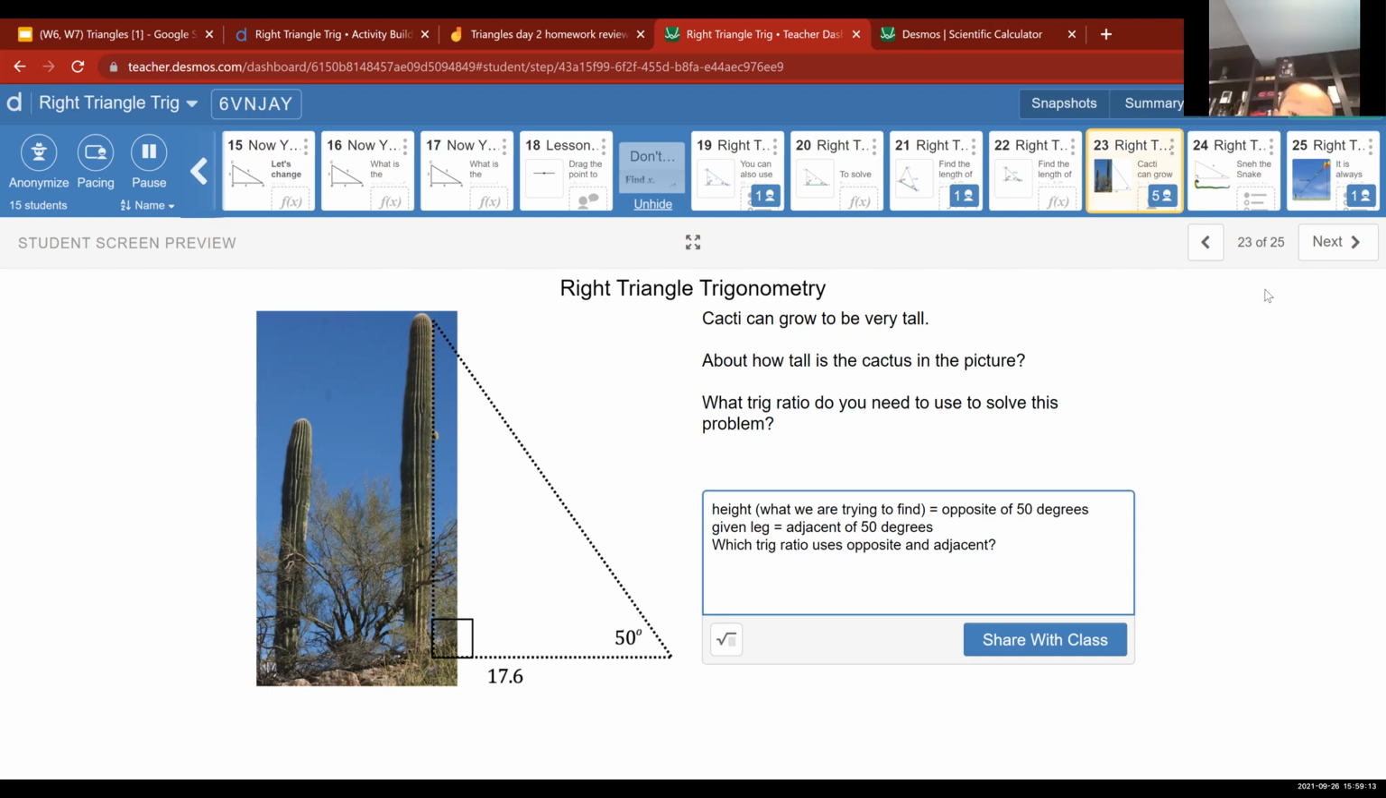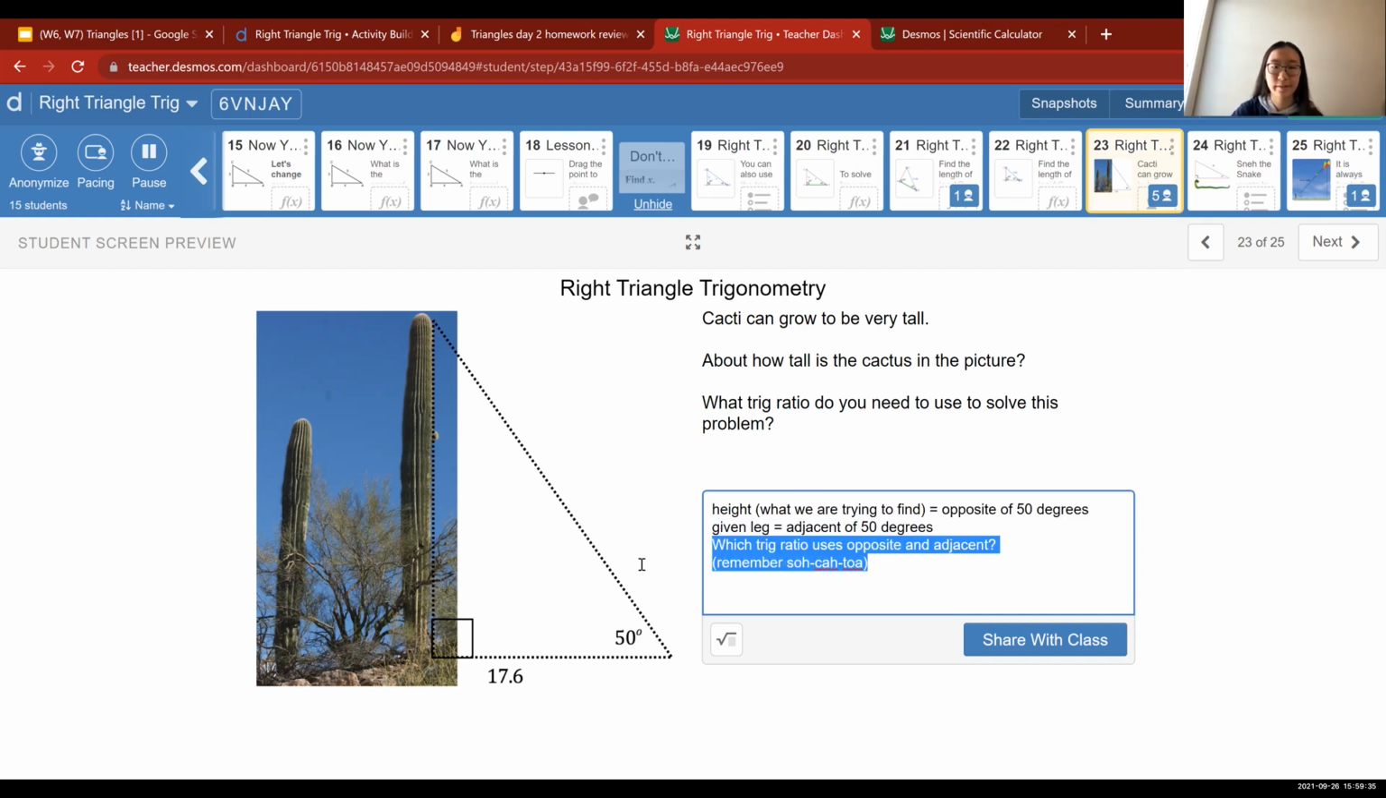Never mind. Okay, so based on what Ishani typed in the box, which trig ratio uses opposite and adjacent? Type your answer in the chat of Zoom. Yeah, you guys are correct. So tangent. We need to use tangent to solve this problem.